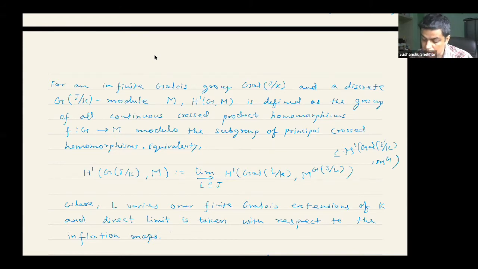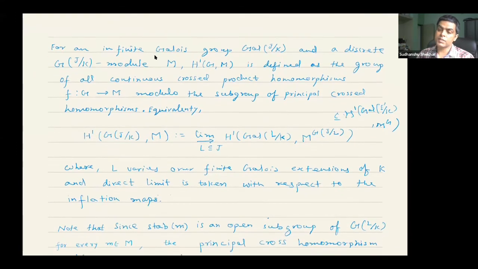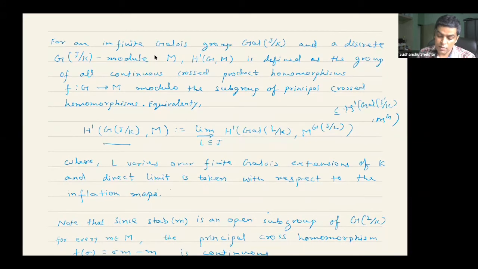If L prime contains L, from that inflation restriction sequence we take this direct limit with respect to these inflation maps. If M is a discrete module over the Galois group, then these two definitions, either you define it using continuous cross homomorphisms or define it using this limit, both are essentially the same.